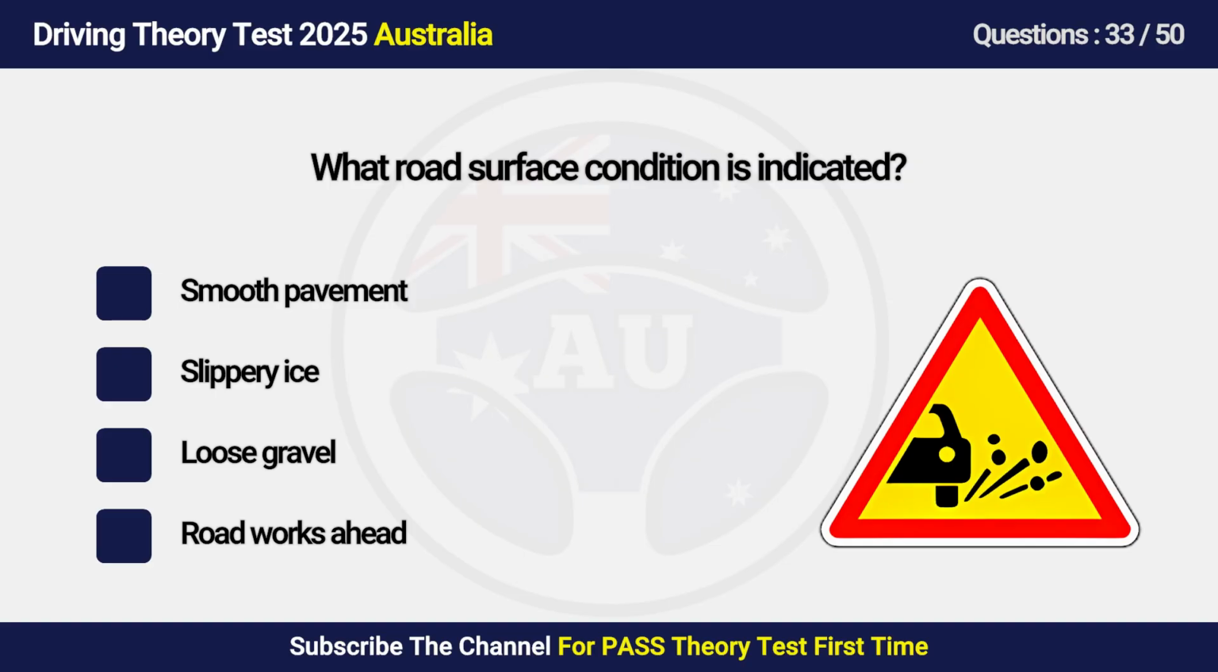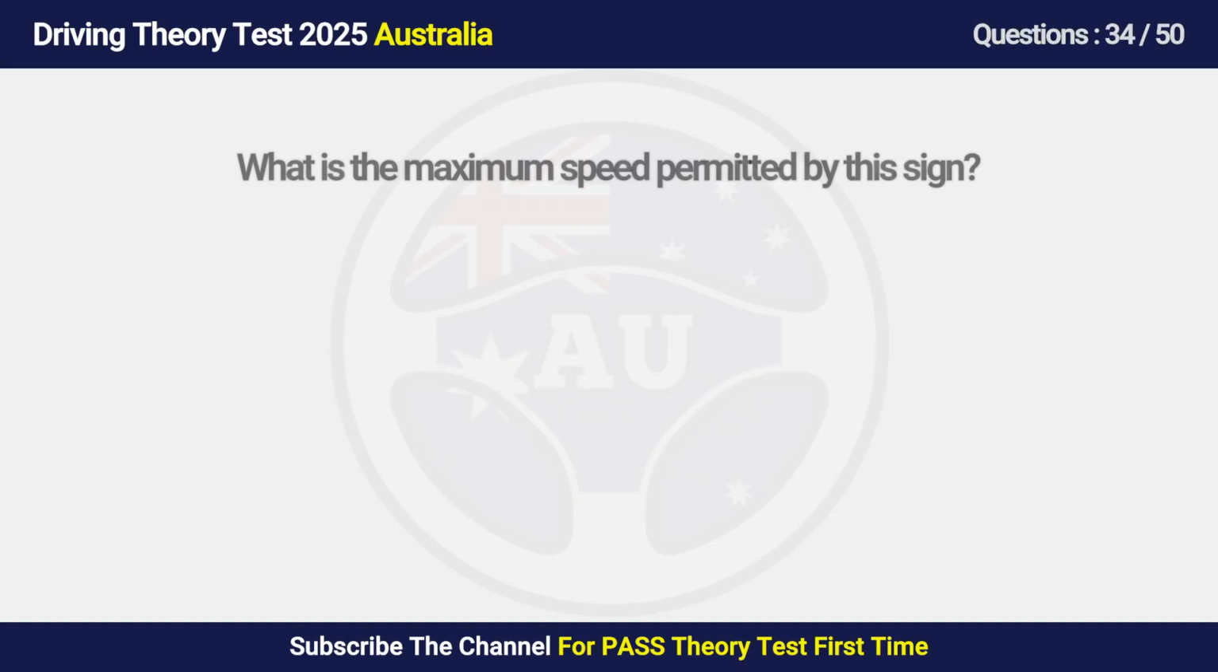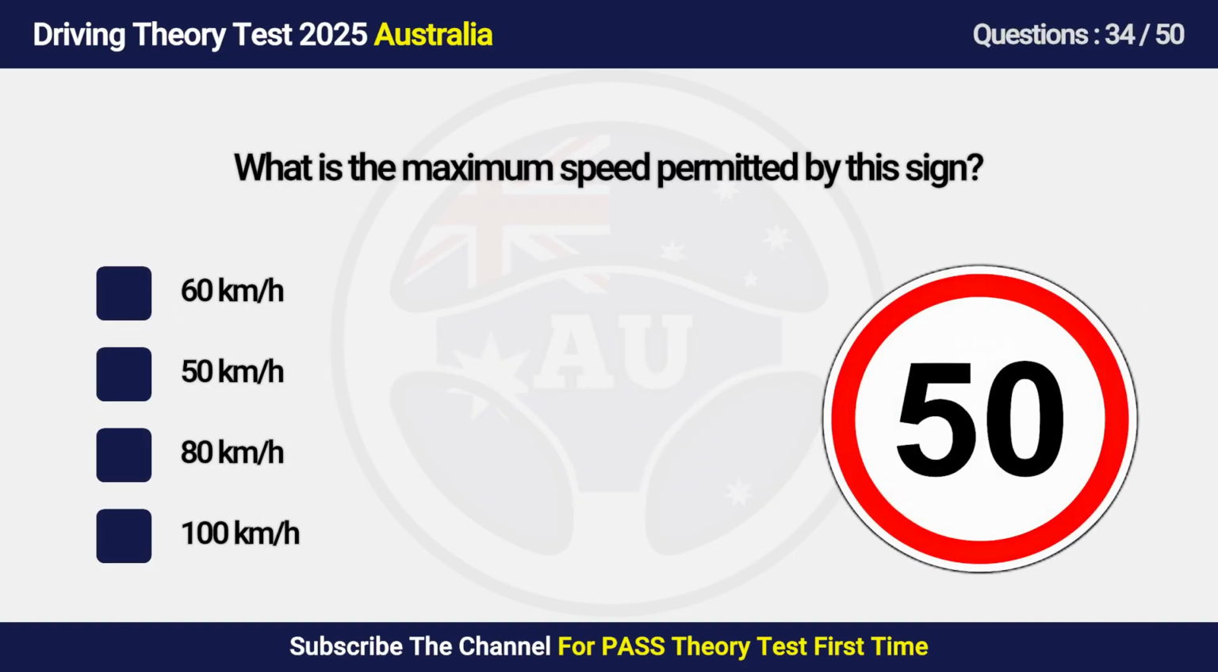A. Smooth pavement. B. Slippery ice. C. Loose gravel. D. Road works ahead. Answer is C. Loose gravel. This sign warns of loose gravel or stone materials on the road surface. Slow down and avoid sudden braking or steering to prevent skidding. Question 34. What is the maximum speed permitted by this sign?